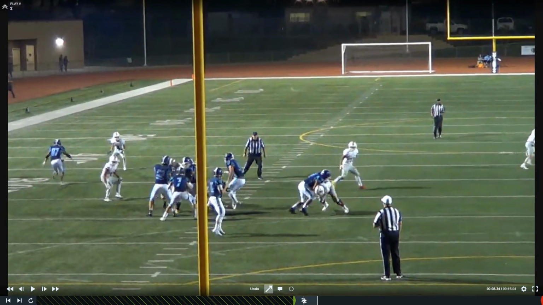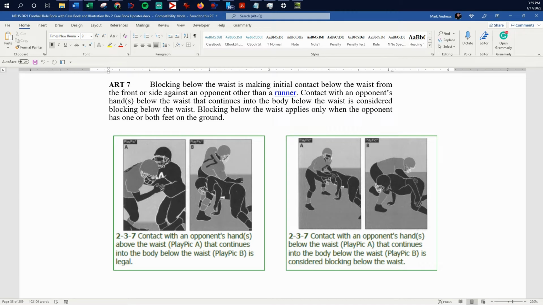Let's take a look at the rule. Blocking below the waist is making initial contact below the waist from the front or side against an opponent other than a runner. Contact with an opponent's hands, that's what we have here, below the waist that continues into the body below the waist is considered blocking below the waist. Remember that, okay? And here we see in this mechanogram the very situation that we just saw in the video. We have a guy warding him off with his hands. This doesn't excuse the illegal contact.